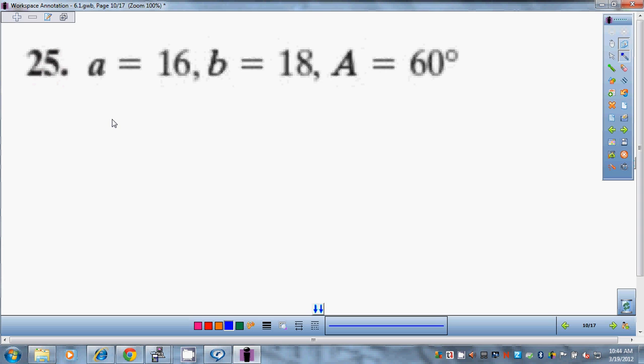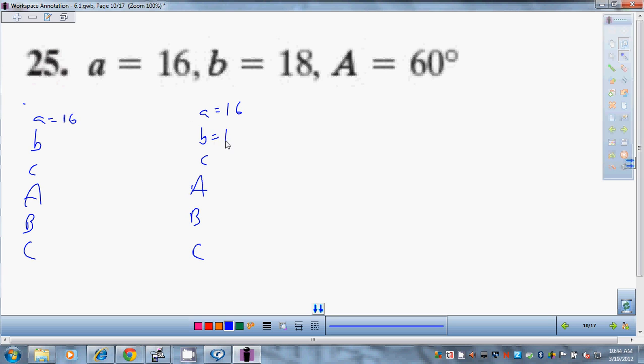You're going to have two full triangles. You're going to have angle A, angle B, angle C, side A, side B, side C. And then over here, you're going to have a whole separate triangle. And the only things that these triangles will have in common is what's given in the problem. 16, 16, 18, 18, 60, and 60.